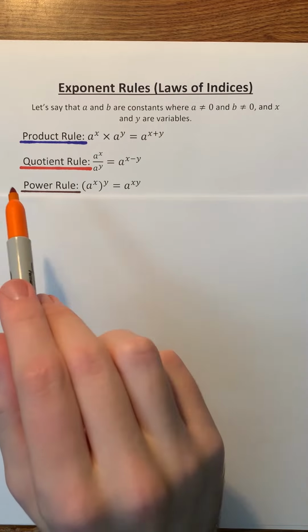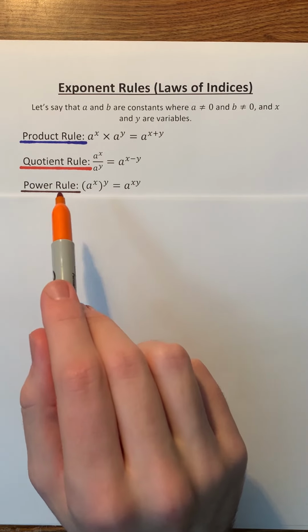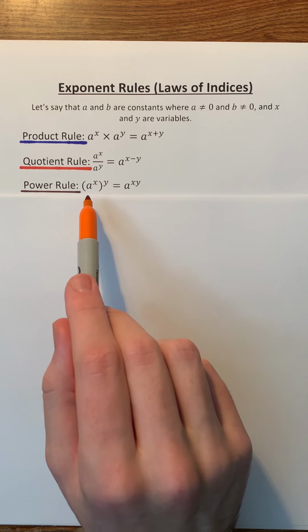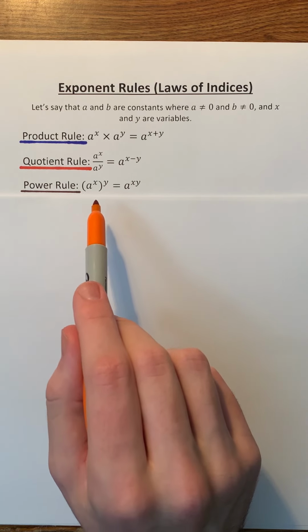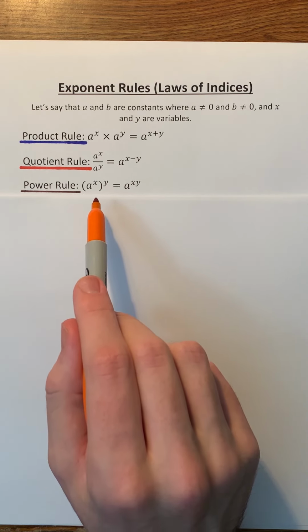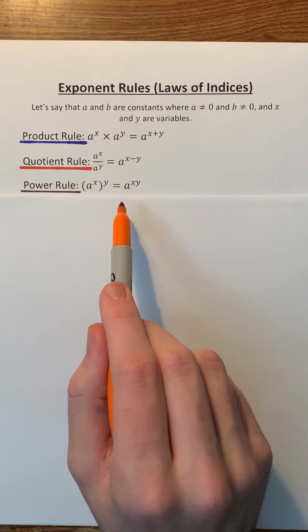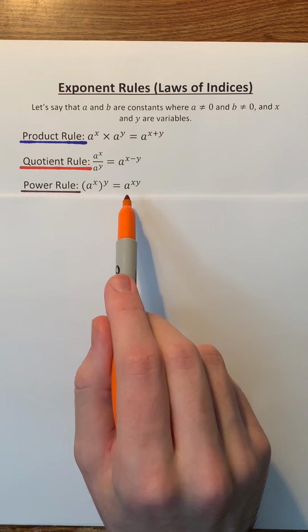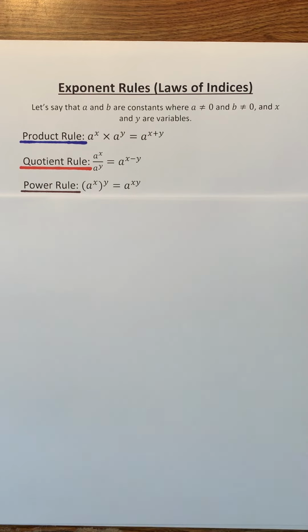The third rule that you should know is the power rule. If we have a base being raised to a power inside parentheses, so let's say that we have a to the power of x, and on the outside we have an exponent, so here we have y, we can just rewrite this as the base being raised to the product of the exponents. So here we're going to have a to the power of x times y.